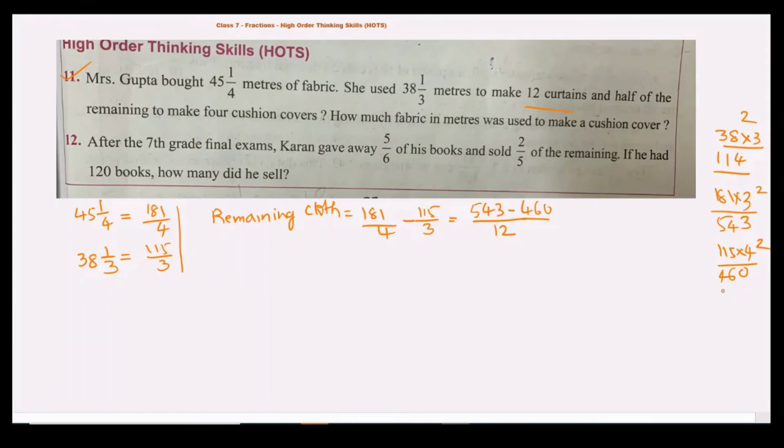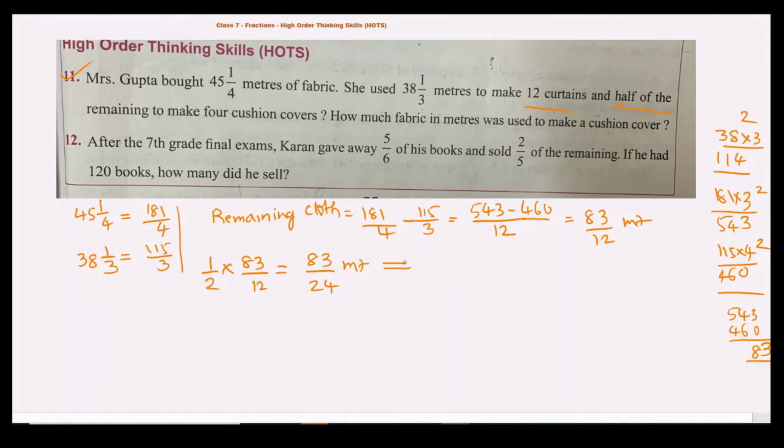So total 543 minus 460 is how much? 83. 83 by 12 is the remaining cloth. This much meters of cloth is remaining, and listen very carefully here. Half of the remaining cloth. So half of the remaining cloth means half into 83 by 12. That is nothing but 83 by 24 meters, right?